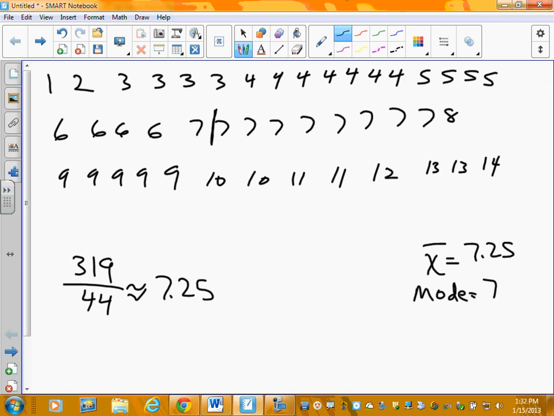That's 22 and a half points over. Right there. 22 and a half. I take those two numbers, add them together. 14 divided by 2 is 7. So my median is 7. We good? Mean, median, mode.